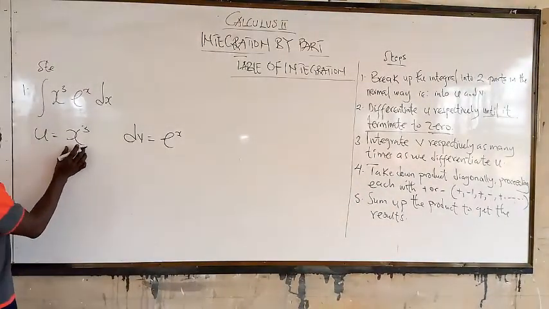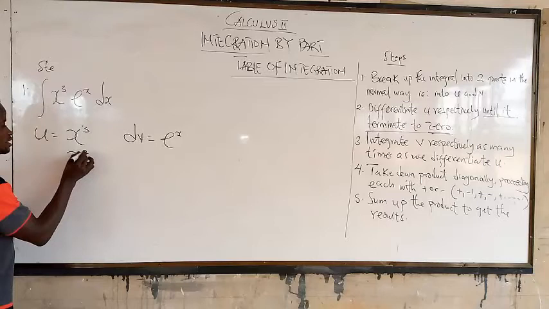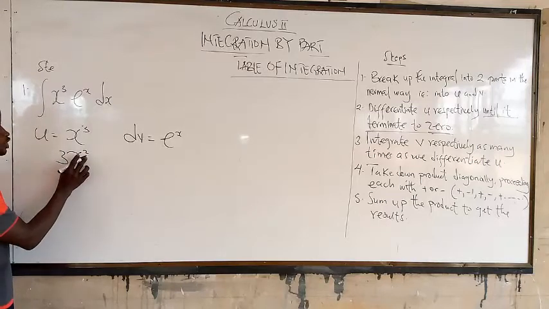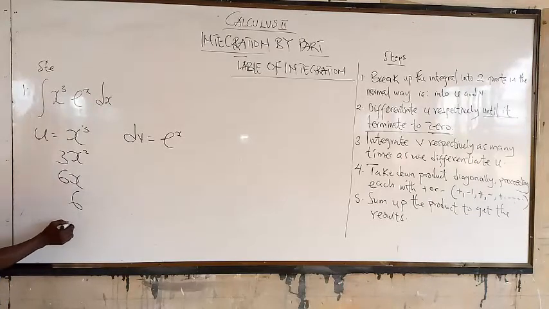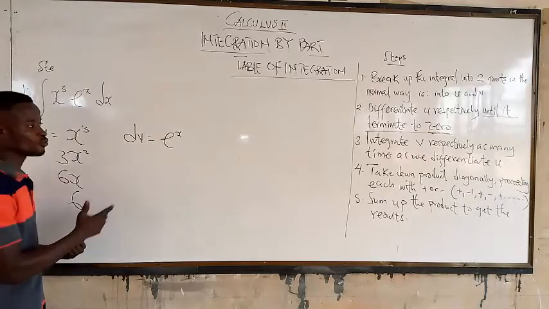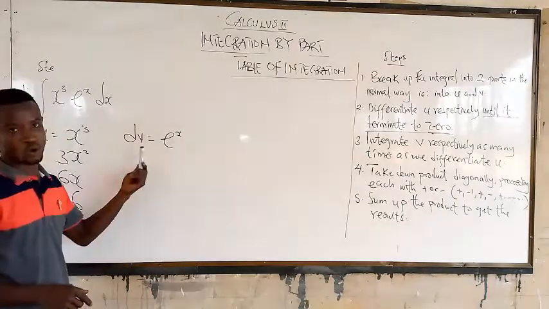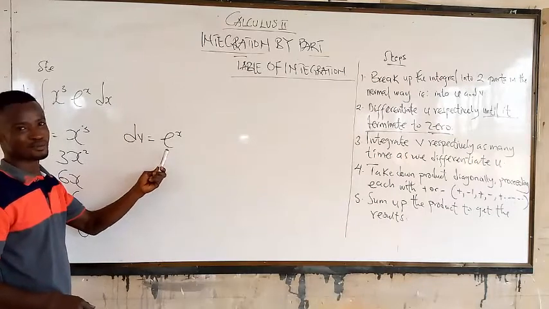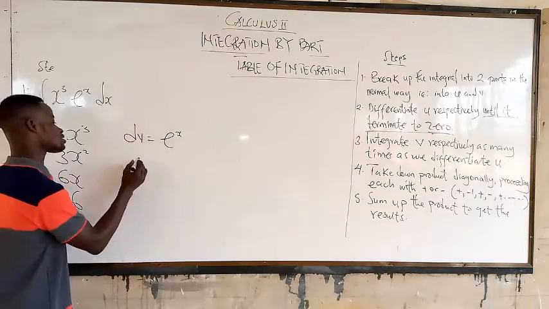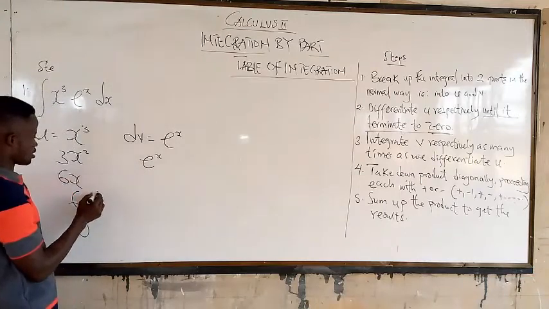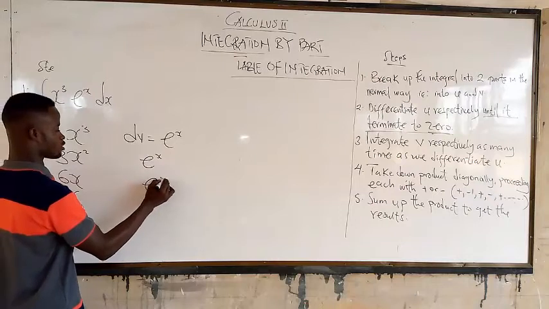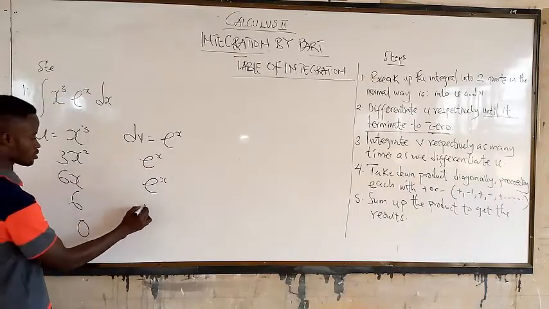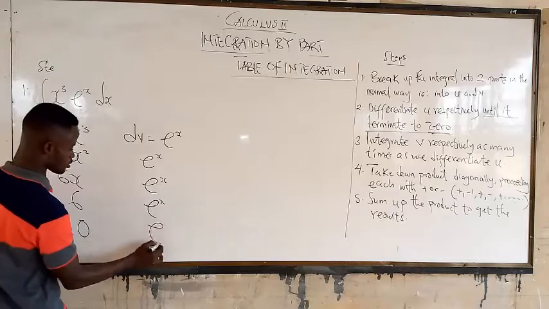So differentiate this, you get 3x squared. Differentiate this result again, you get what? 6x. Differentiate this, you get 6. Differentiate this, you get 0. Now you move to the integration. This is still e raised to power x, but let it match. It's still e raised to power x. This is still e raised to power x. It's still e raised to power x.